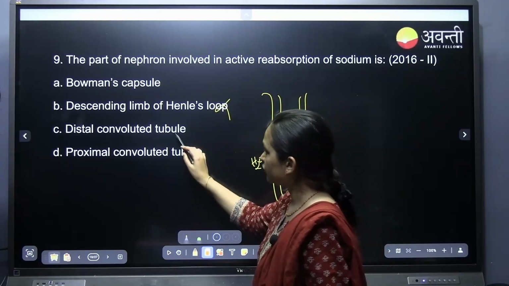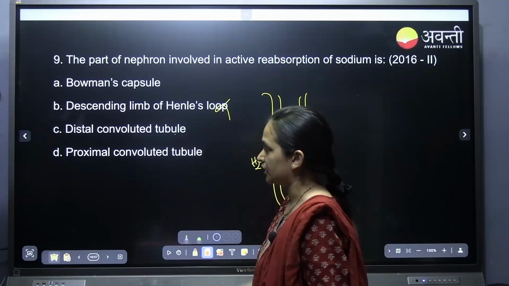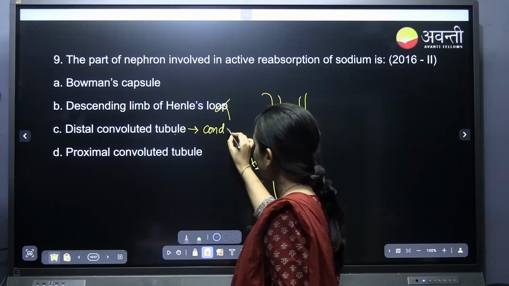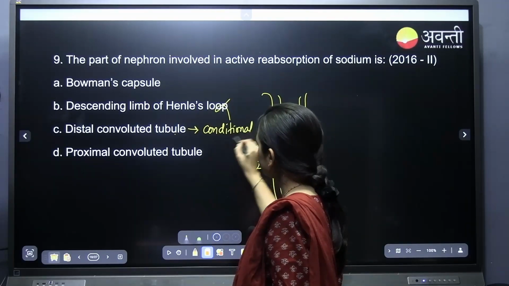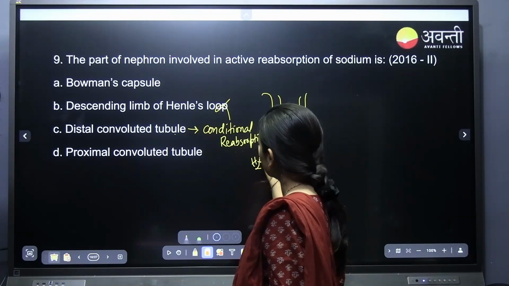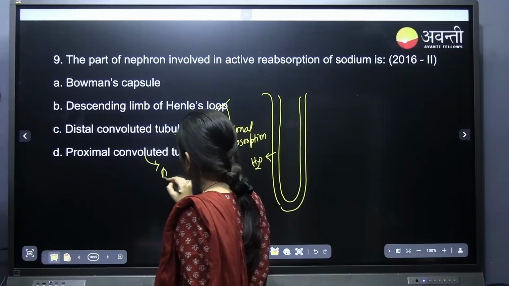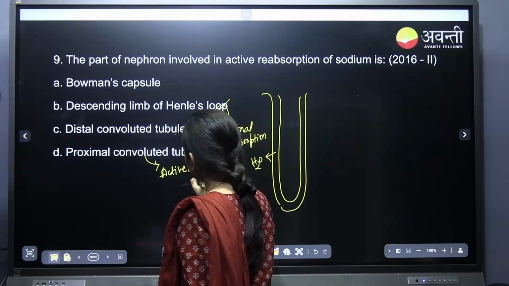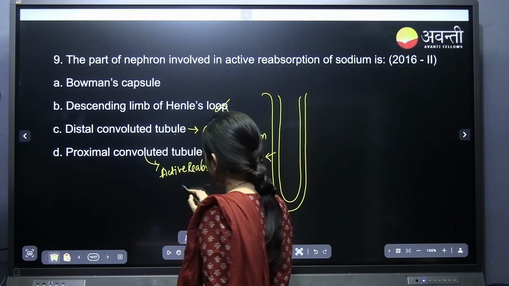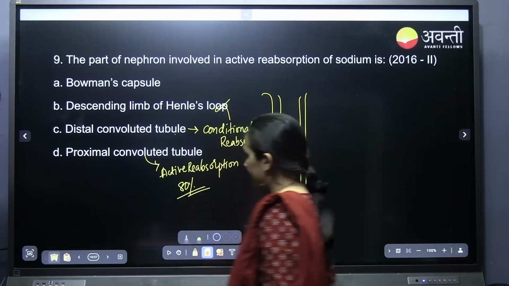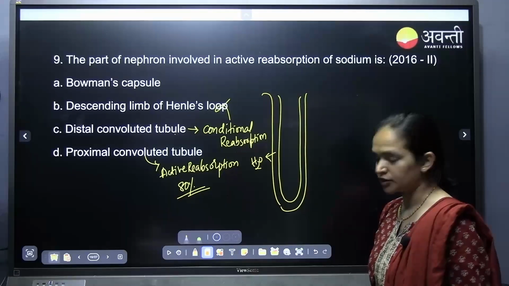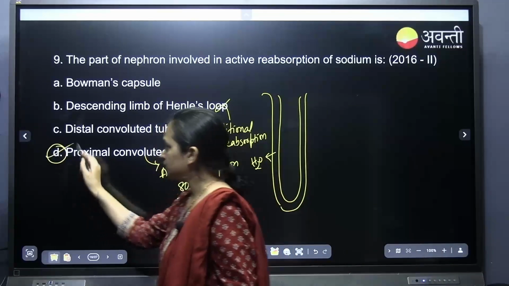Now coming to distal convoluted and proximal convoluted tubule. Which of the two? In the distal convoluted tubule, conditional reabsorption happens. Here it is active reabsorption. Around 80% of all the electrolytes will be actively reabsorbed in the proximal convoluted tubule. Understood? So D, the proximal convoluted tubule, is the correct answer.